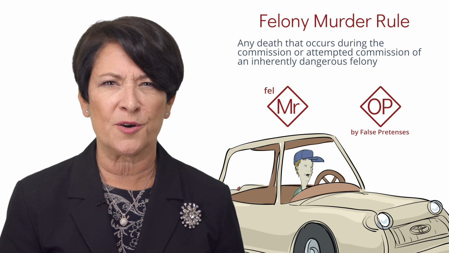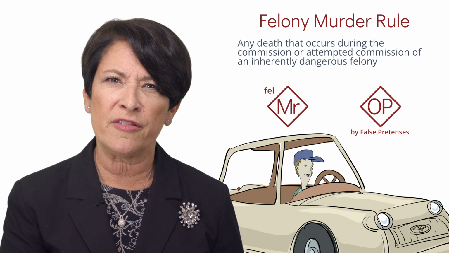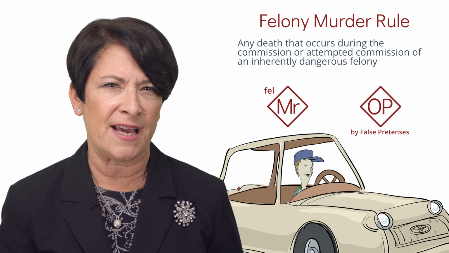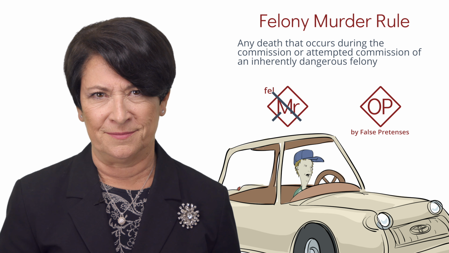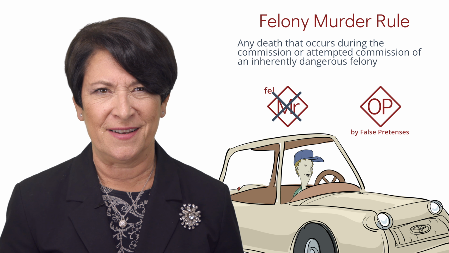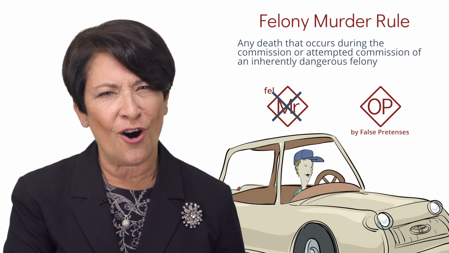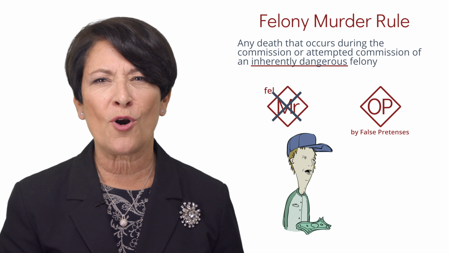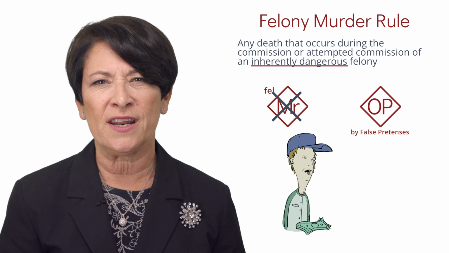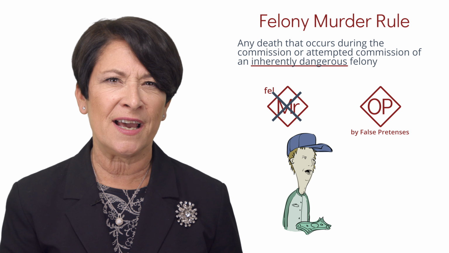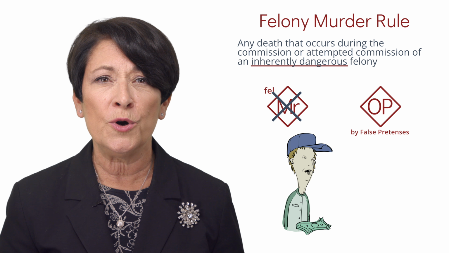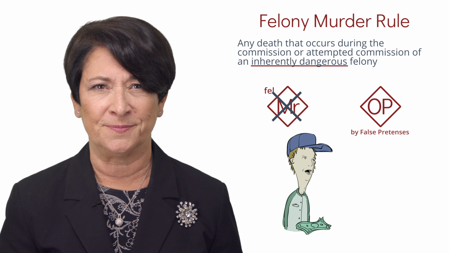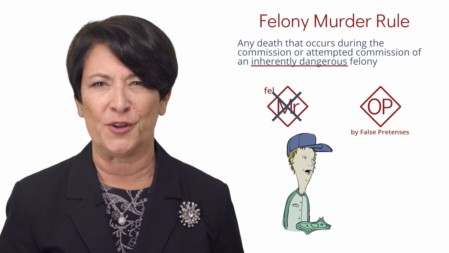Could we use the theory of felony murder as one of the theories to make White guilty for the death? No, this couldn't be felony murder because the felony that is at the heart of the crime isn't inherently dangerous. Obtaining property by false pretenses is not a dangerous felony, and so a death that occurs during this crime wouldn't trigger felony murder. And that's the point of the felony murder rule.